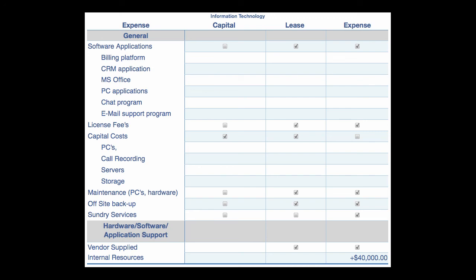And then it's always a good idea to have sundry services, which is basically a bucket for all of the different unexpected costs that you may have within this particular area. Then you've got your support people. You're going to have hardware support, you can have software support, you're going to have application support. Now, a lot of the time it could be vendor provided or it could be internal resources, and you need to understand where that cost is and account for it appropriately. So that's the major areas.